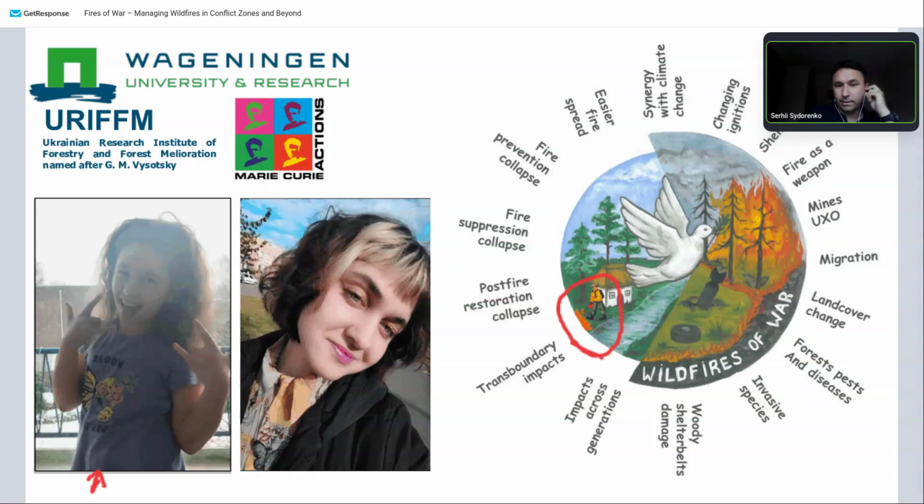She's setting a fire near settlements to prepare safe zones, because we believe that we need a reform of Ukrainian fire management. We need to move from fire management that only focuses on forests to integrated fire management, with active use of good fire and with active involvement of local communities for sure.